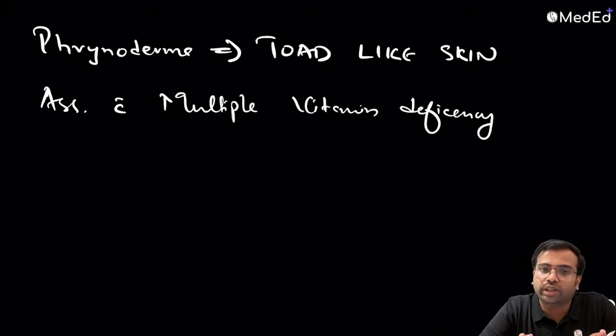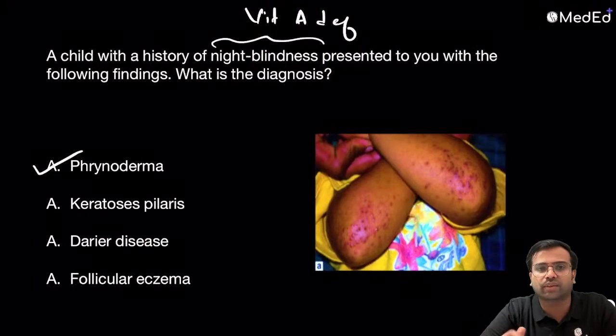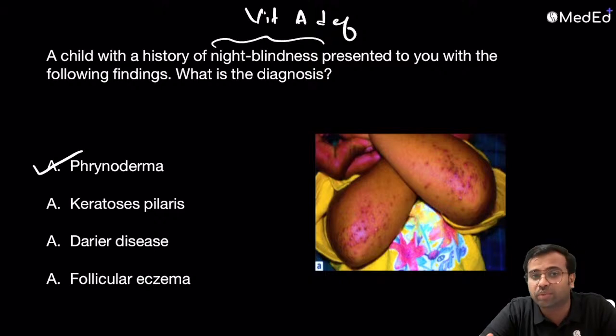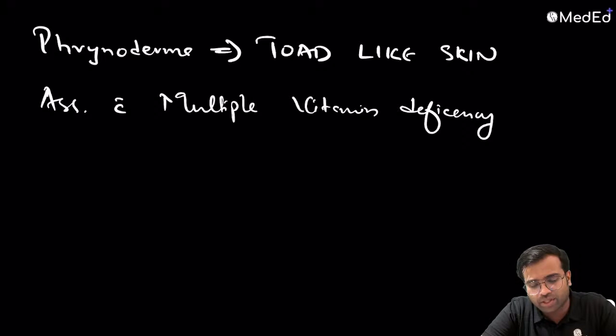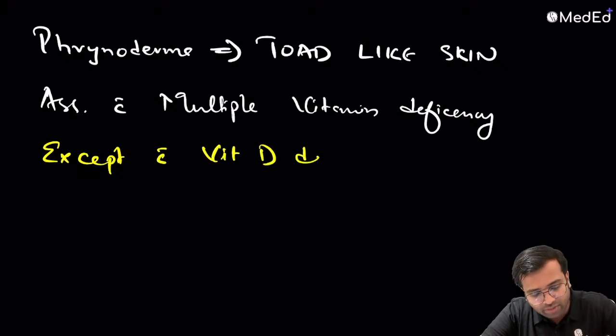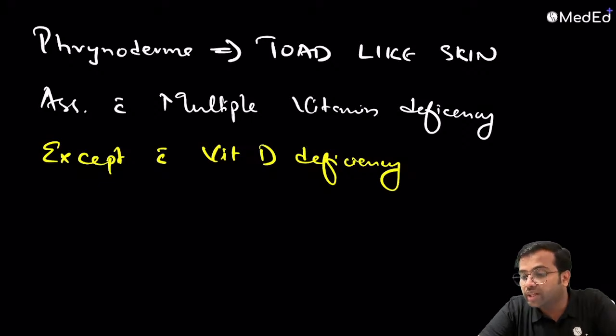Now, on the day of the exam, you can get a question which can be associated, just like in this question, it was associated with vitamin A. They can give you a clinical scenario which is associated with vitamin B, C, or whatever other vitamins. The only exception where you don't usually find a phrinoderma is that this is not seen with vitamin D deficiency. That is one of the exceptions.